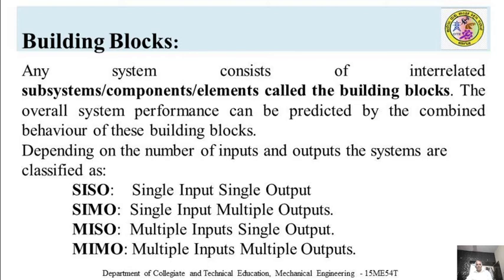Likewise, for multiple input, single output, we have multiple antennas in the transmitter and a single antenna in the receiver. Similarly, in the case of MIMO, that is multiple input and multiple outputs, we have a number of antennas in the transmitter and a number of antennas at the receiver end.